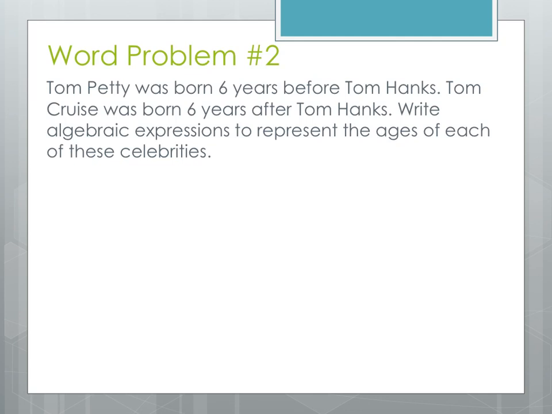Now let's look at the second application. Tom Petty was born 6 years before Tom Hanks. Tom Cruise was born 6 years after Tom Hanks. Write algebraic expressions to represent the ages of each of these celebrities. Okay, so we've got three celebrities here. We've got Tom Petty. We've got Tom Hanks. And then we've got Tom Cruise.